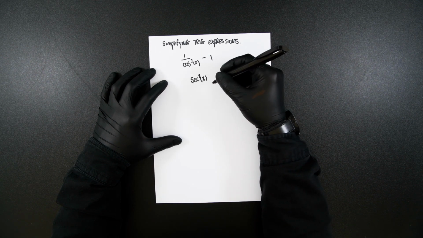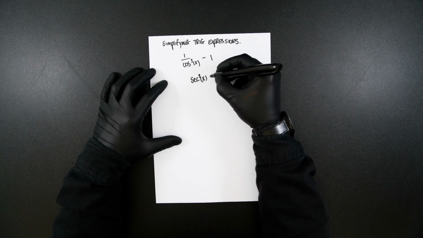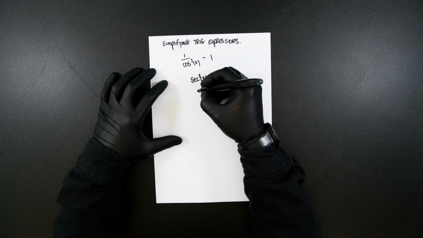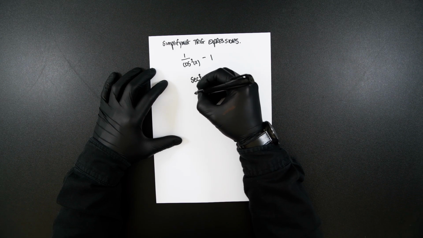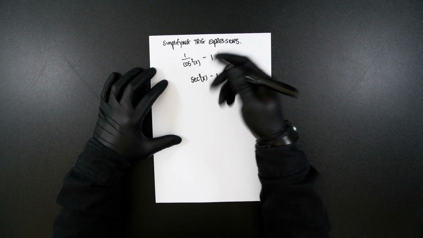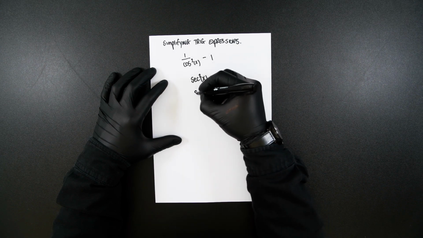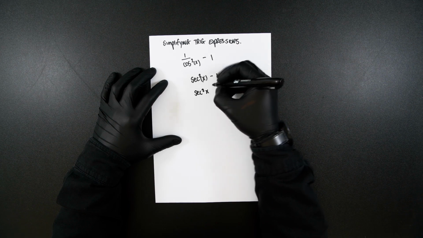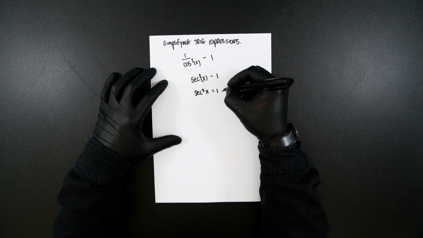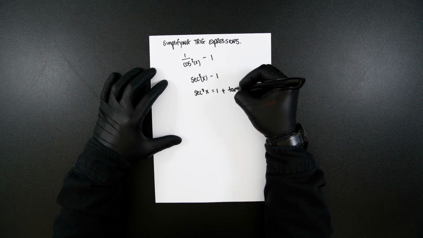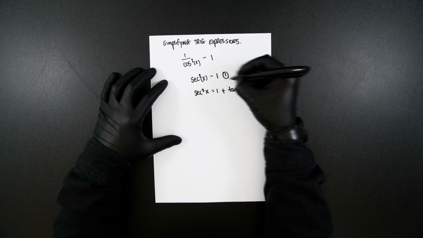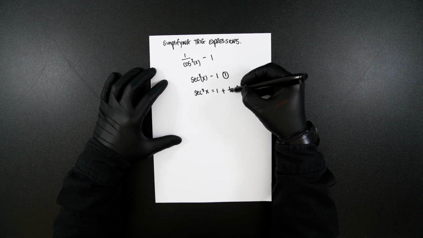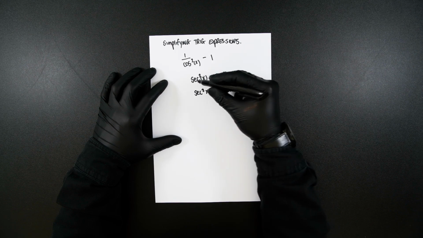So we now have sec squared x minus 1. And then we have the Pythagorean identity. It's pronounced in some way, which is sec squared x equals 1 plus tan squared x. So if this is 1 and this is 2, we're essentially going to plug 2 into 1.